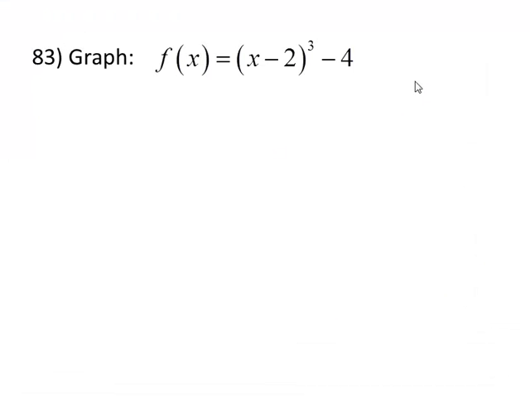This is a cubic graph. Remember that the graph of x cubed goes roughly like this through the origin. So we need to find h, k to know where to shift this graph to. h, k for this problem is 2, -4. So we're going to shift it 2 units to the right and down by 4. On the next screen, I'll walk you through that process.